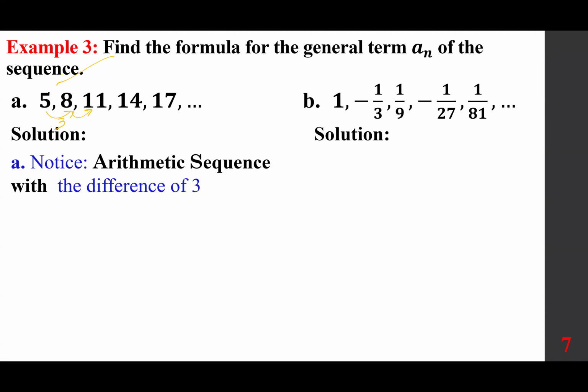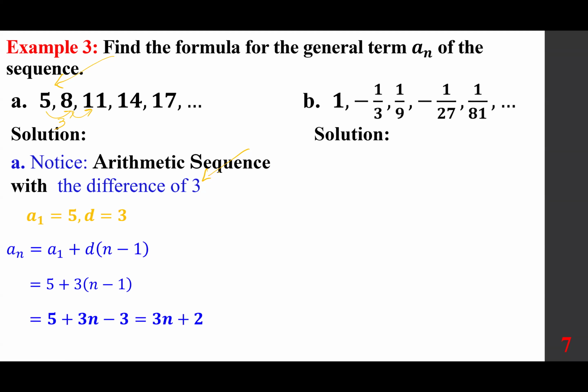So we have the first term, A sub 1 as 5, D as 3. We know the general formula, A sub n equals A sub 1 plus D times n minus 1. We're going to replace A sub 1 with 5 and D with 3. Distribute. We get 5 plus 3n minus 3. And these two add up to 2. The final answer is 3n plus 2.